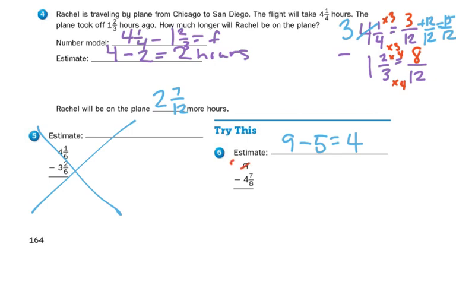We're going to borrow from the 9 and make it equal to 8. What denominator should I use? Oh, you're so wise. Use eighths. Just make it equal to 8/8, because 8 and 8/8 is the same as 9. Now I can subtract. 8 minus 7 is 1/8, and 8 minus 4 is 4. Way to go, mathematicians.